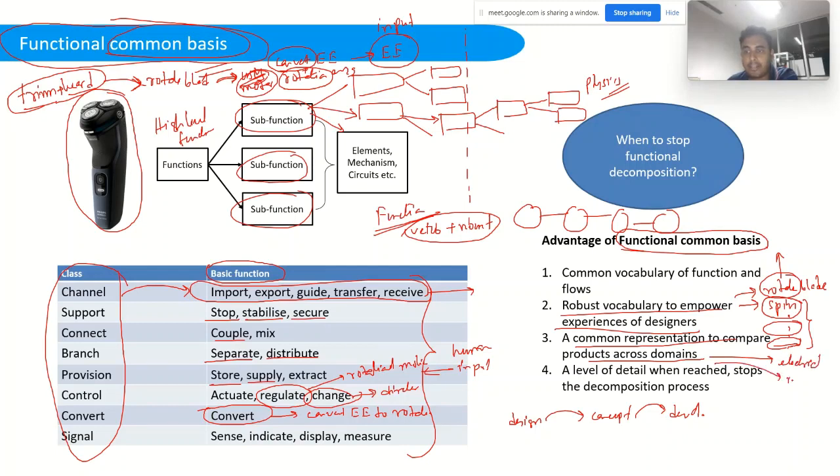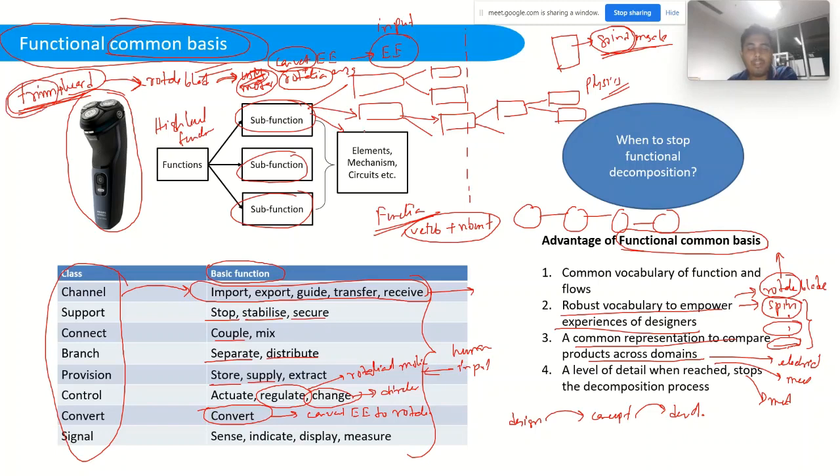For example, whether it is an electrical device, a mechanical device or a medical device, at the start you might have different verbs. The example I gave in the last class was the spice grinder, the grinding machine. The very first high level function was grind masala, and the high level function of this particular device is trim beard. See the difference between the functions. One is grind, one is trim.